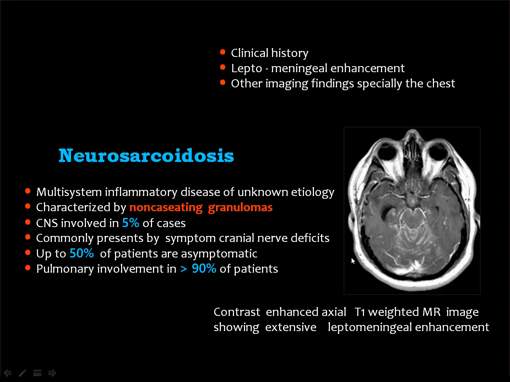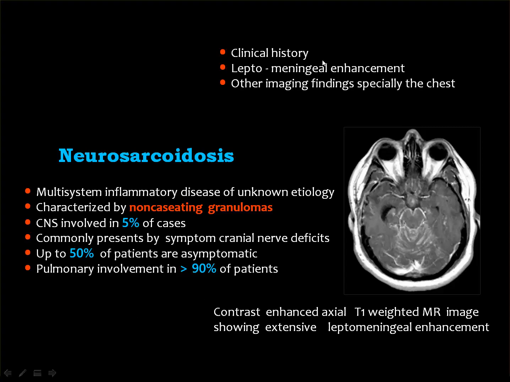And then the next type of granulomatous affection is the sarcoid. The sarcoid is a multi-system inflammatory disease. Its etiology is unknown. And this sarcoid will affect the meninges and the brain parenchyma, similar to any other type of infection. The CNS involvement in patients with sarcoid is about 5%, and about 90% of patients with neurosarcoid will have pulmonary involvement, which can be of help in the differential diagnosis.